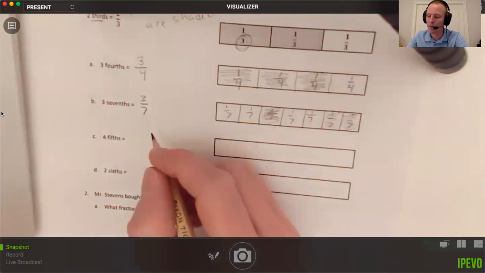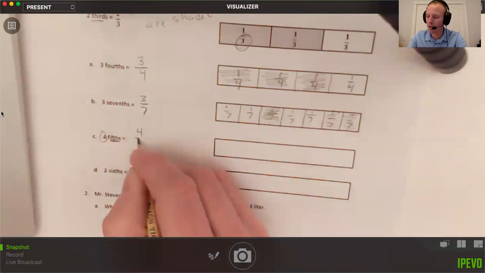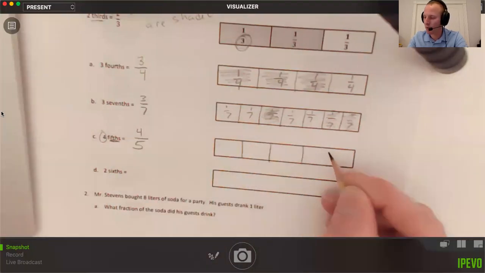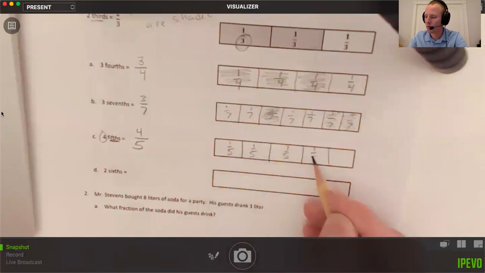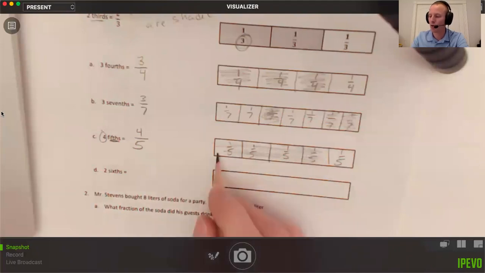The next one's 4/5. So 4 is the numerator, 5ths is the denominator, and we have to separate this into 5 equal parts, each part being 1/5 of the whole. You'll notice there are 5 1/5ths in one whole. And we're going to shade in 4 of them. So I'll shade in the first 4 here. Shaded in 4/5ths by shading in 4 sections of our whole here.